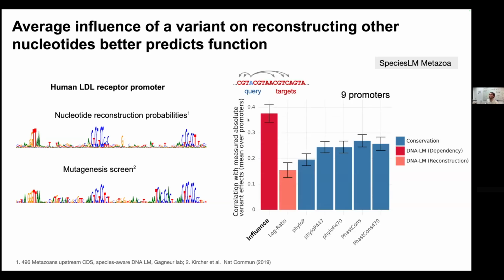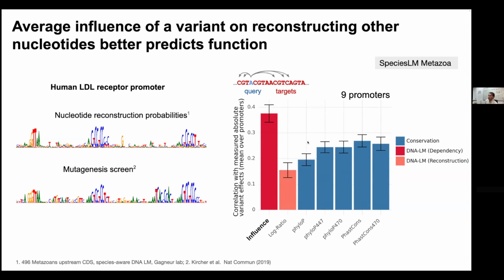However, if you take the influence score, so the influence of a variant on the reconstruction of all the other target nucleotides, you can do much better at this task, way better than taking the log ratio from the same model, and better than the other alignment-based conservation methods.